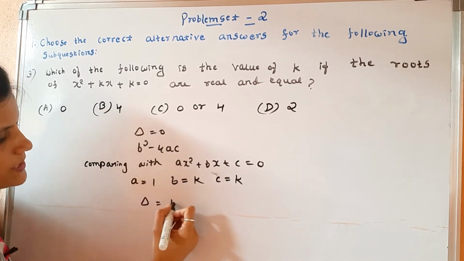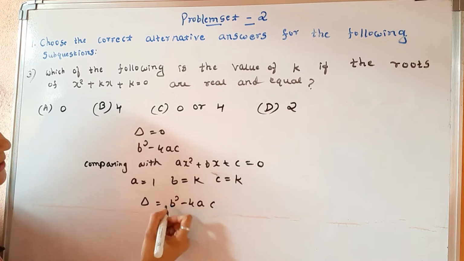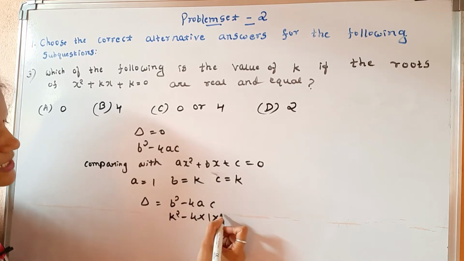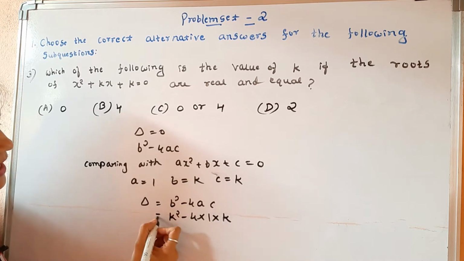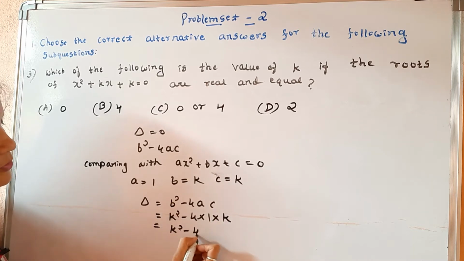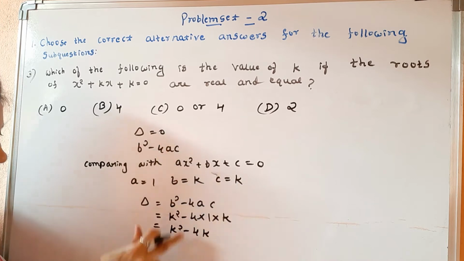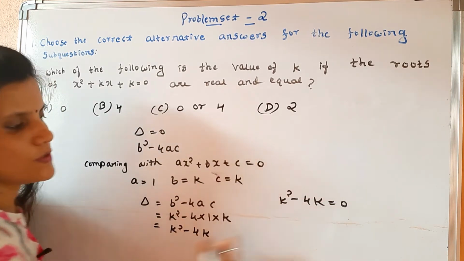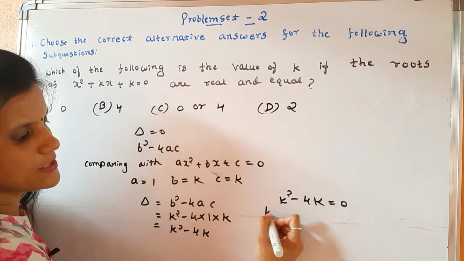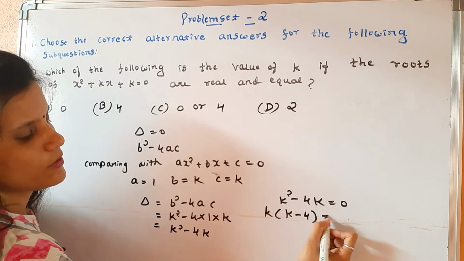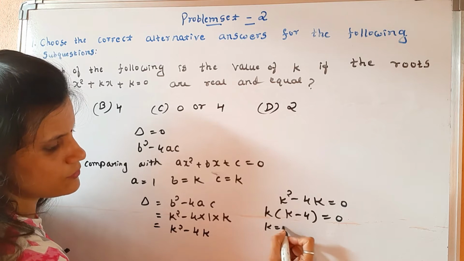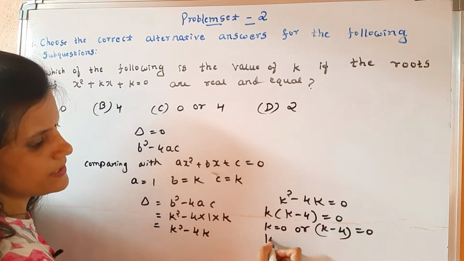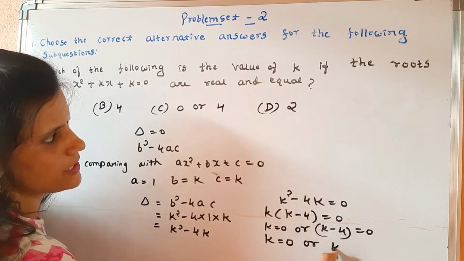Delta is equal to b square minus 4ac. What is b? K square minus 4, a is 1 and c is k. So we are getting k square minus 4k. As the roots are real and equal, we should write k square minus 4k is equal to 0. Now k is common, so k into k minus 4 equal to 0. K is equal to 0 or k minus 4 is equal to 0. That means k is equal to 0 or k is equal to 4.